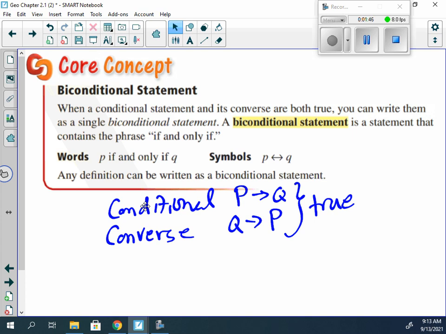Now, on the homework, you did have some that would be considered biconditional. One of the statements was, if two angles add up to 90 degrees, then they are complementary. The other way would be, if two angles are complementary, then they add up to be 90. Supplementary would be 180. That works both ways, so it would be considered biconditional.